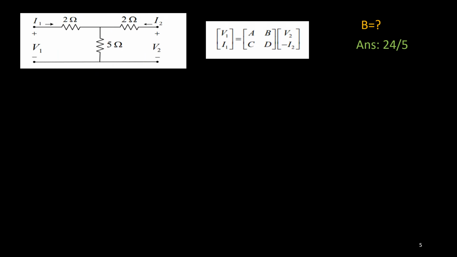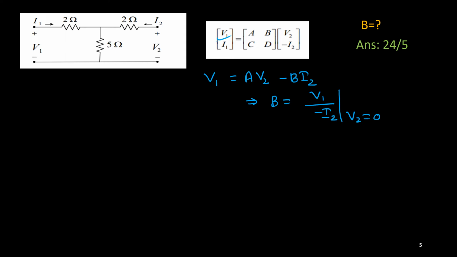Now see the next approach. As you have to find only one parameter, we can find it from the definition. From the first equation, V1 equals A V2 minus B I2. So how do we extract B? From here, B can be written as V1 upon minus I2 if we consider V2 equals 0.